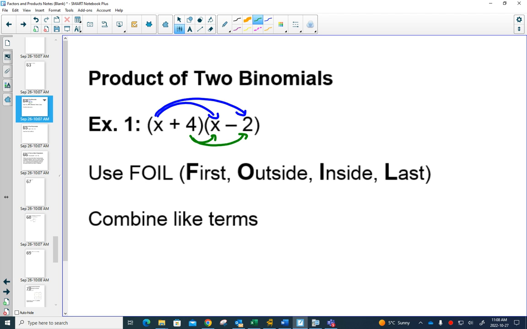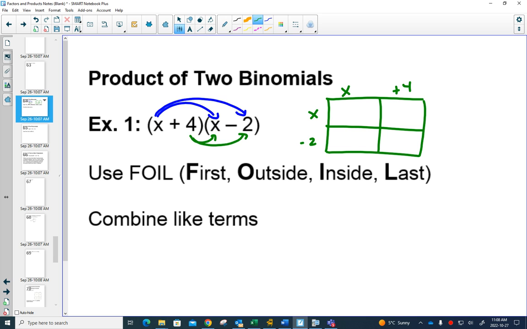And this X multiplied by everything, it kind of distributed to everything in the second bracket. And the 4 distributed to everything in the second bracket. And that would be FOIL. We also learned that if we wanted to, we could have made a chart and had X and plus 4 and X and minus 2.